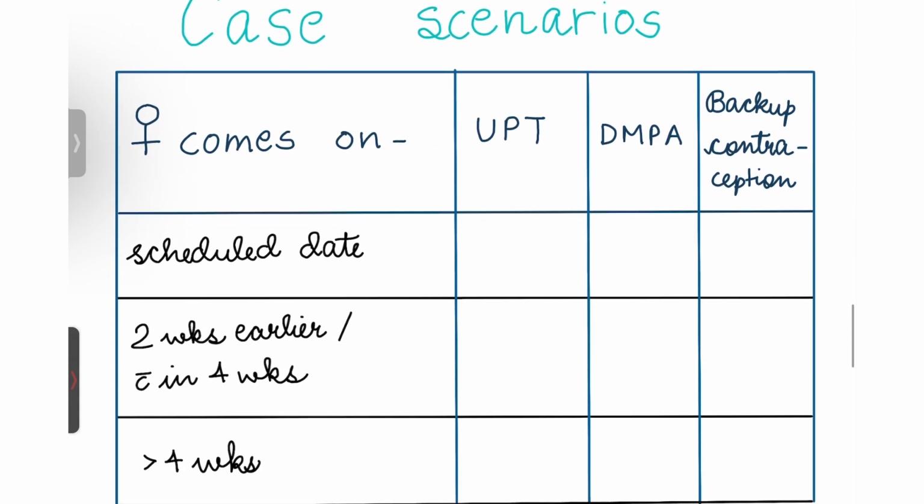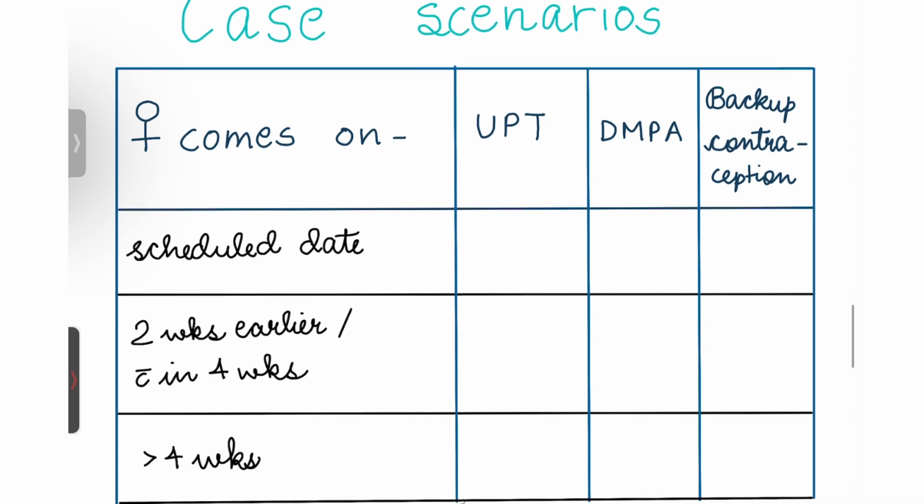Let's look at some case scenarios. If a user of DMPA has to take another DMPA injection, she will come after 3 months because that is the duration of action. So the scheduled date will be after 3 months of previous usage. With this knowledge, let's see the first case. If she comes on the scheduled date, what will we do? We will give her the DMPA injection.